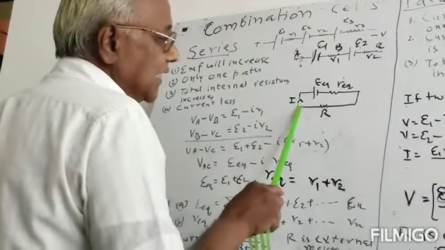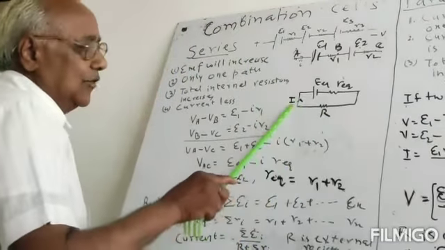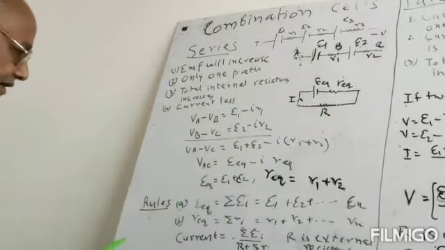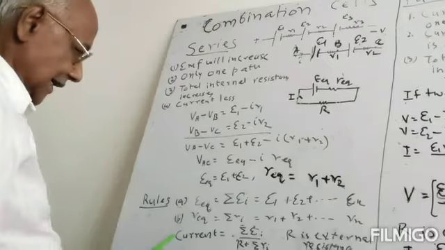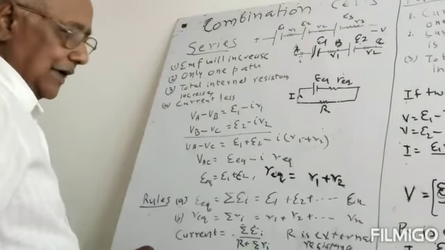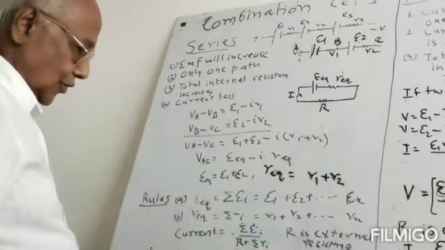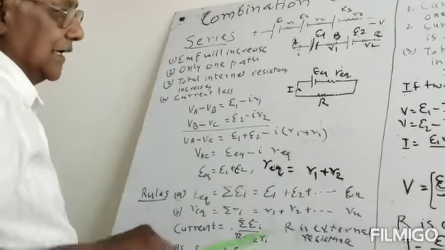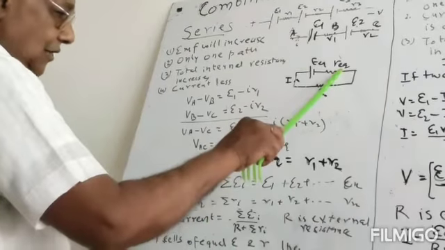Then what will be the current? The total current will be equal to total EMF divided by total resistance. So the current will be equal to total EMF divided by total resistance. Total resistance will be equal to external resistance R plus internal resistance, the sum of the internal resistances, R equivalent.